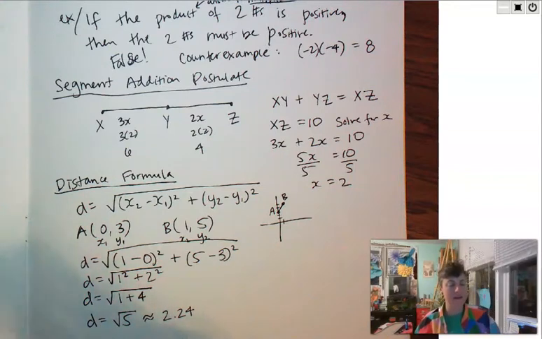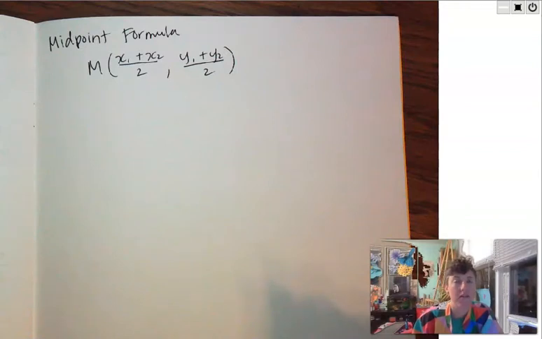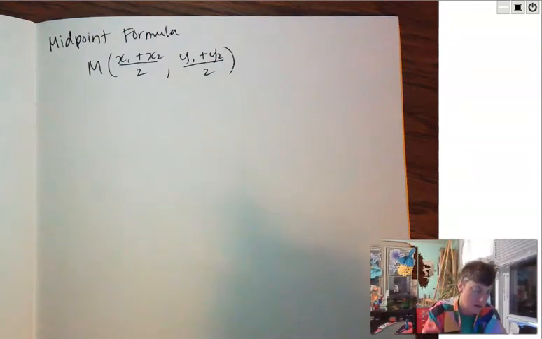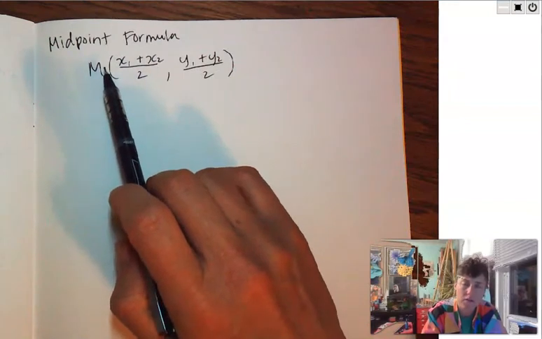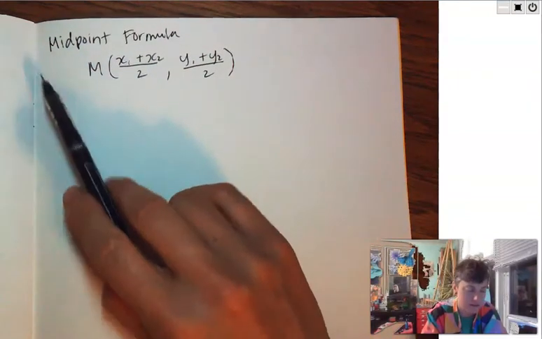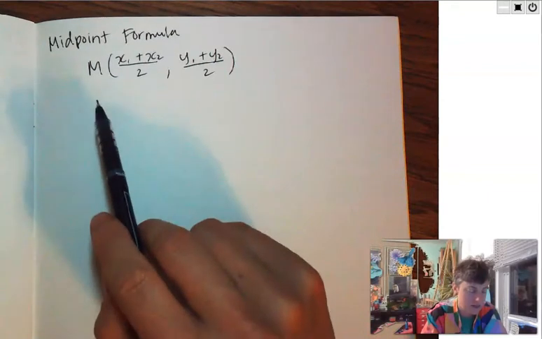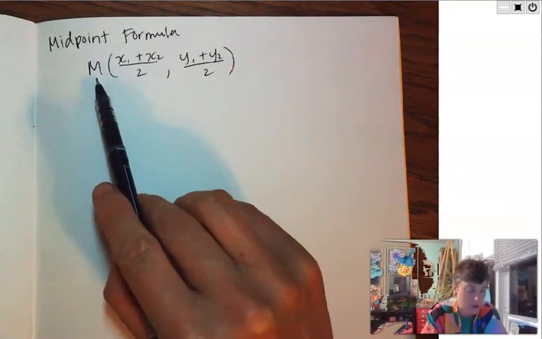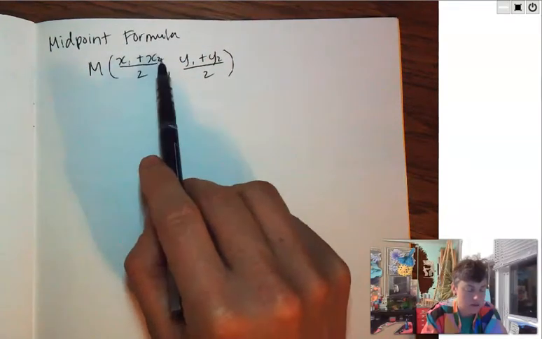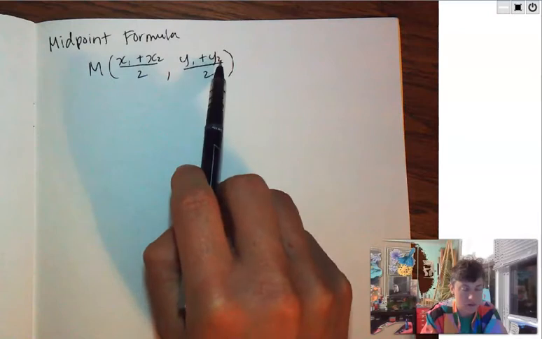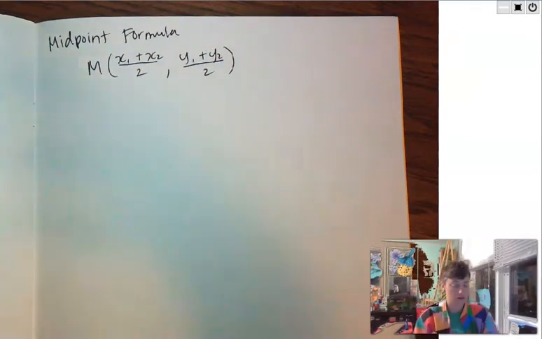Let's talk about the midpoint formula next. Alright, the midpoint formula helps us find the point in the middle of 2 points. That's why it's the midpoint. That midpoint formula, that point M, that point in the middle, is going to be x1 plus x2 divided by 2, y1 plus y2 divided by 2. That'll give us our new point.